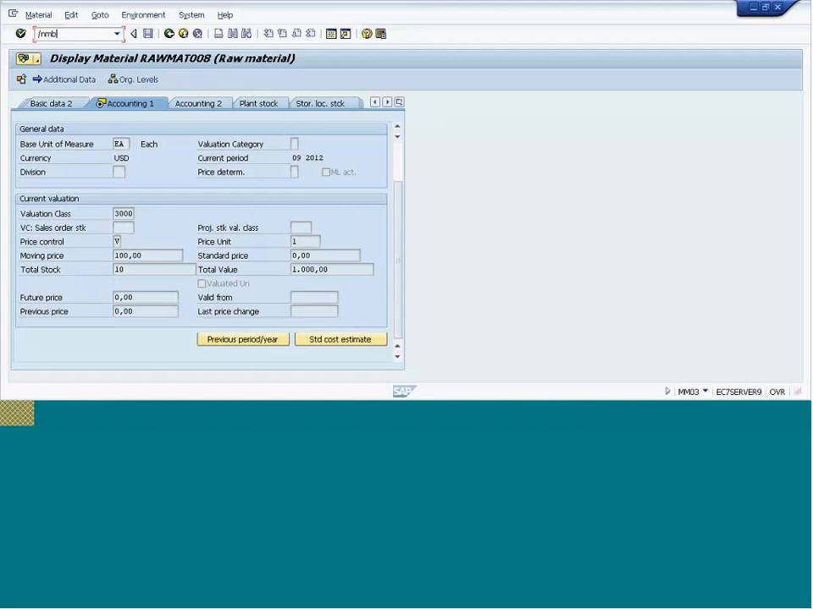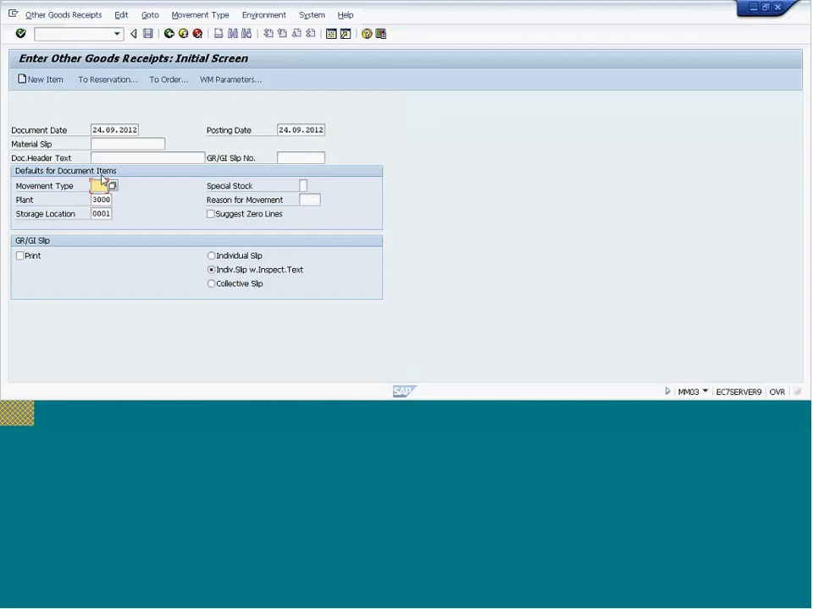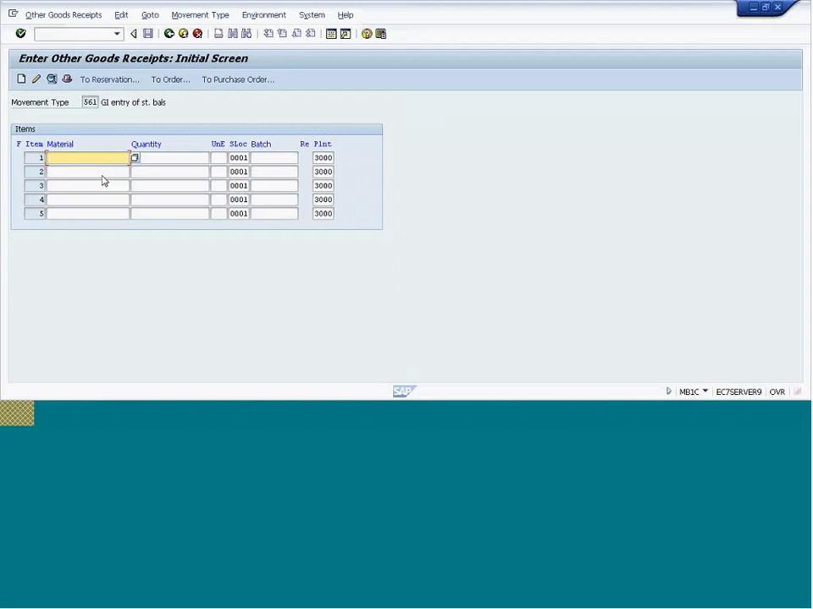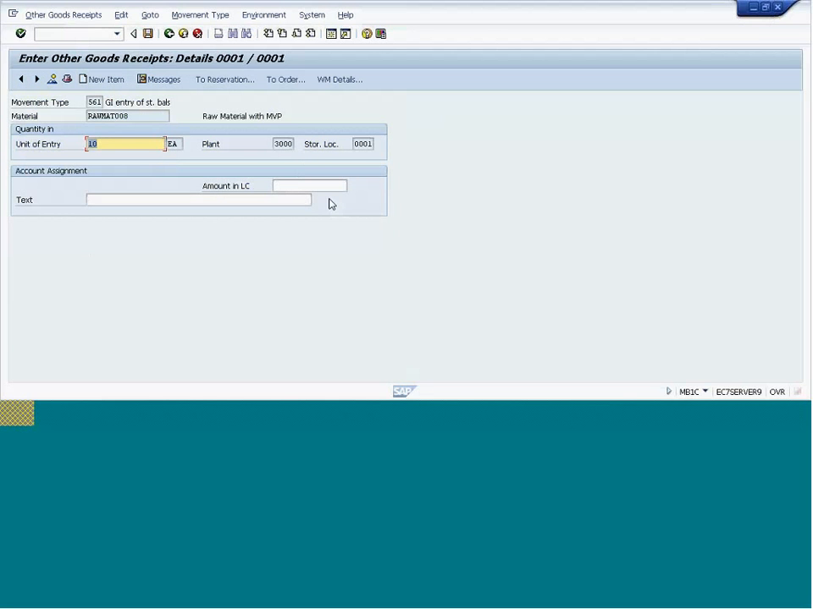Okay, so now I'm going again to MB1C, and this time I'm making one more round of procurement. Again, I'm making 10 quantity, but this time instead of $100, I'm giving maybe a total value of 500. So earlier, when $100 was there, now it's $50, right? Okay. So I'm just saving this.